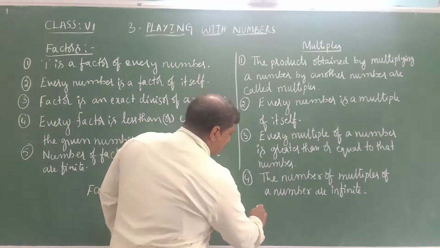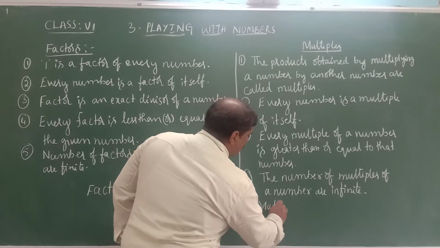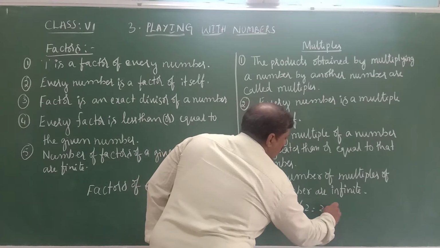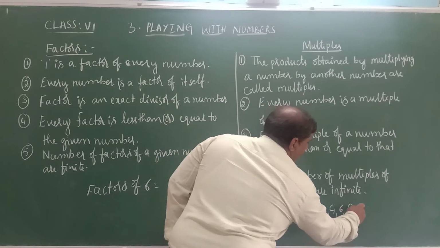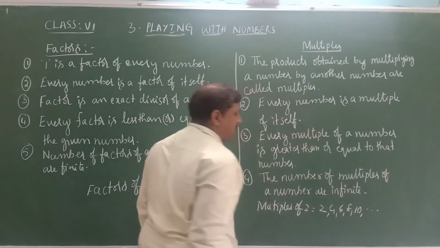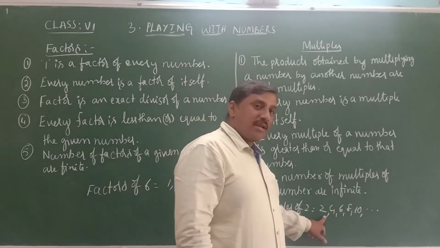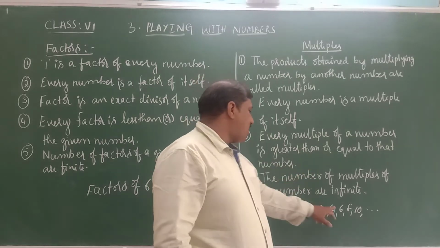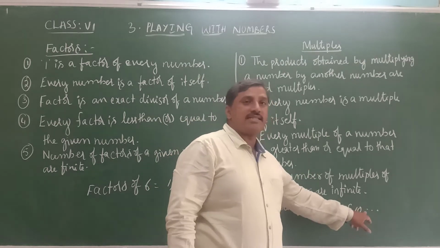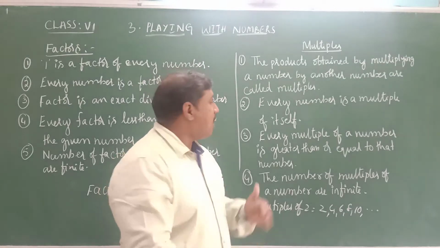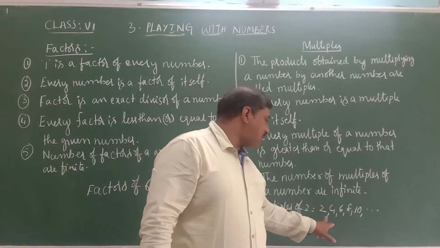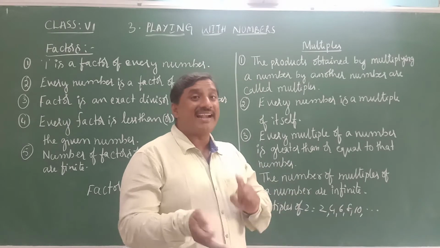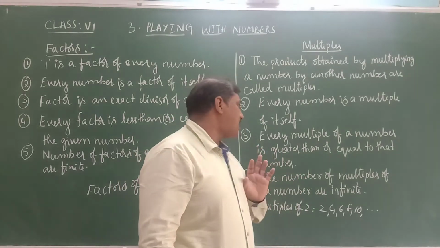You see here this point, multiples of 2. What are the multiples of 2? 2, 4, 6, 8, 10 and so on. Here, 2 is a multiple of 2, that is the number itself, and it is equal to that number. Whereas 4, 6, 8, 10 and so on, they are greater than the number 2. So every multiple of a number is greater than or equal to that number.